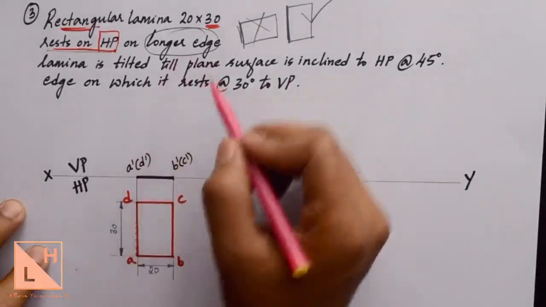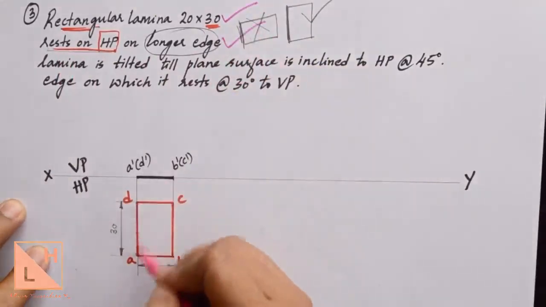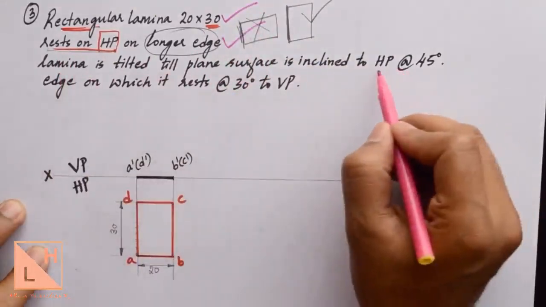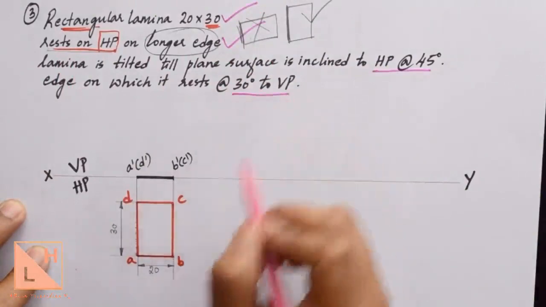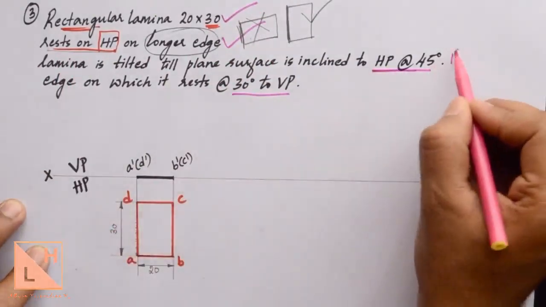Now looking at the given data, we have drawn a rectangular lamina resting on HP with the longer edge. We have kept the longer edge on the left side. Next we have two conditions, one with HP, one more with VP. We have drawn the plane figure on HP, so take the condition with HP first.